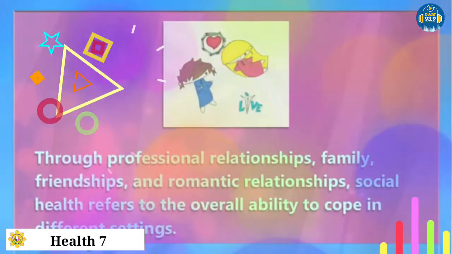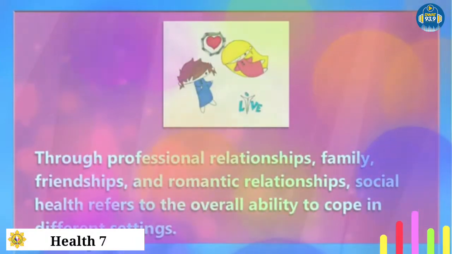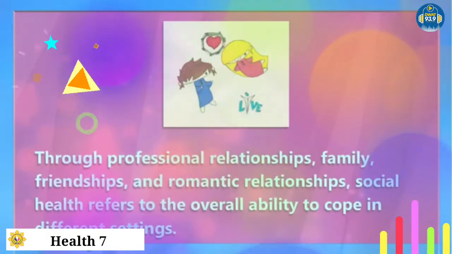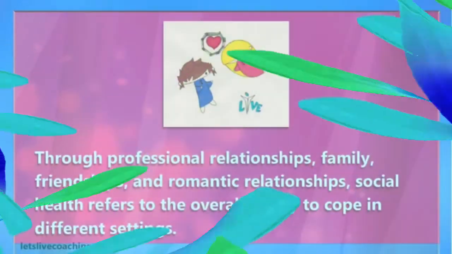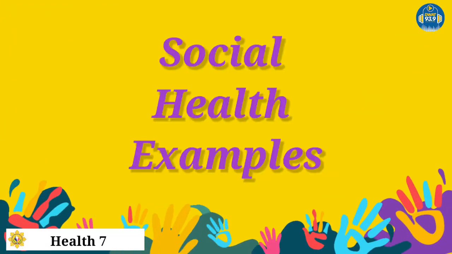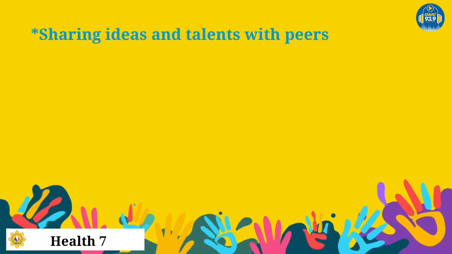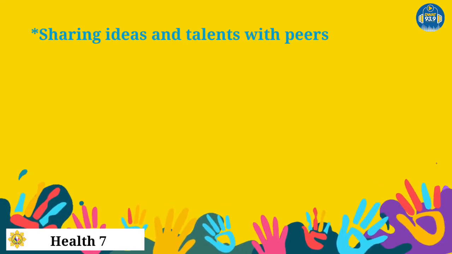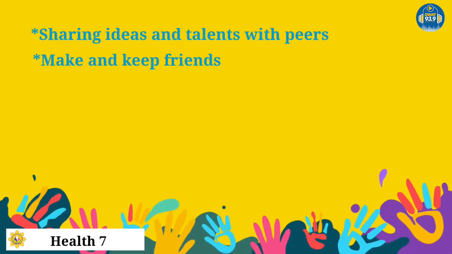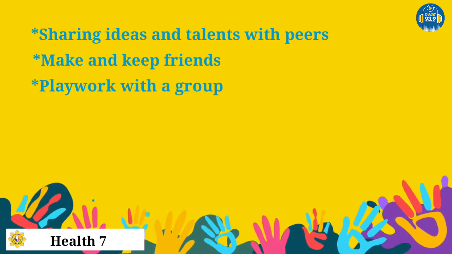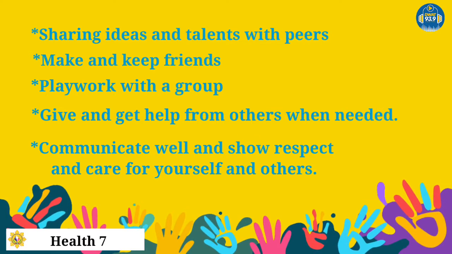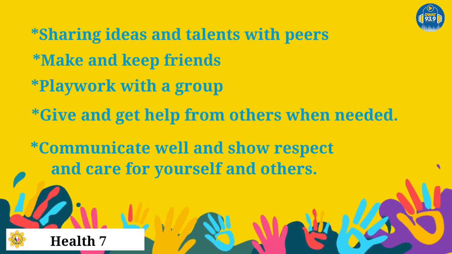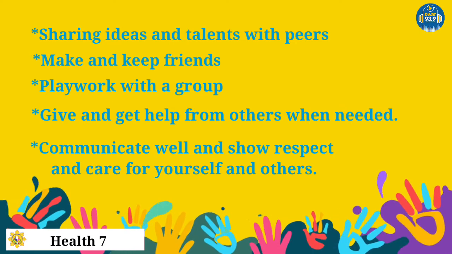Through professional relationships, family, friendships, and romantic relationships, social health refers to the overall ability to cope in different settings. Have you taken down examples? Very good. These are sharing ideas and talents with peers, make and keep friends, play and work with a group, give and get help from others, communicate well, and show respect and care for yourself.